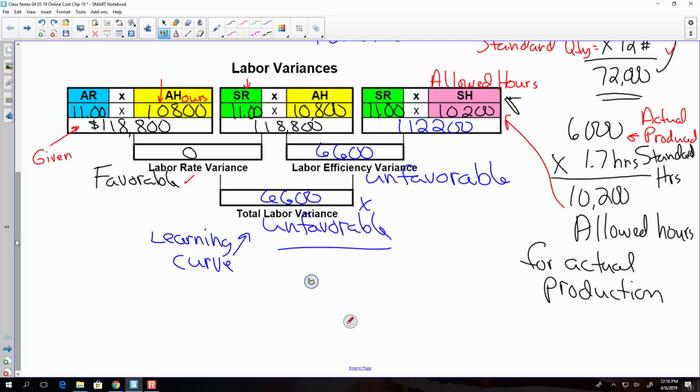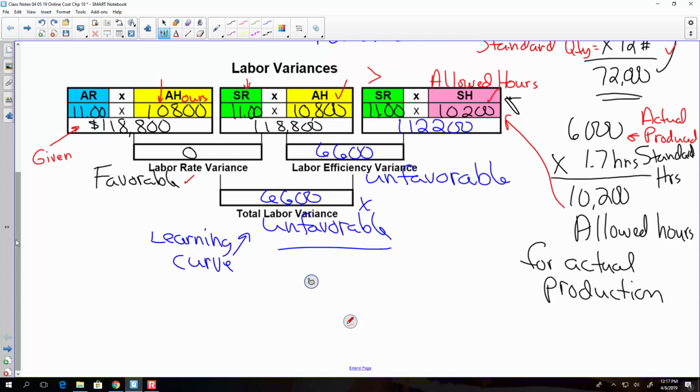I multiply it by the standard rate, which is 11. I should have paid out in wages for this production level 112,200. However, I paid more. I paid more because, again, I had more actual hours. So for the efficiency variance, I'm comparing my actual hours to my allowed hours, and I can see my actual hours are greater than my allowed hours, which means it's unfavorable.